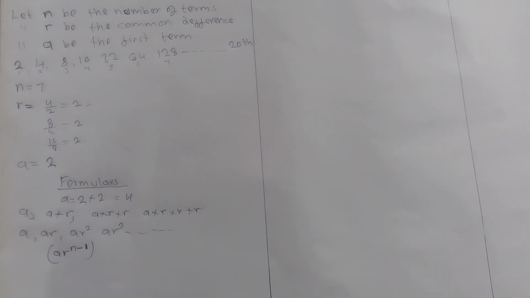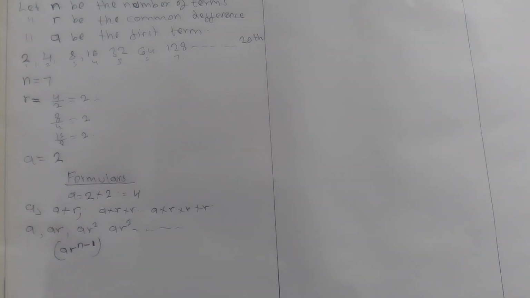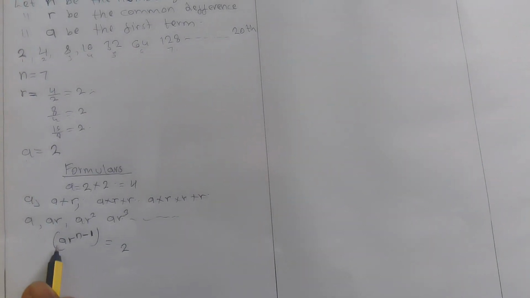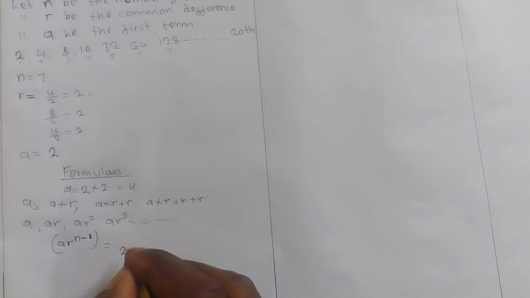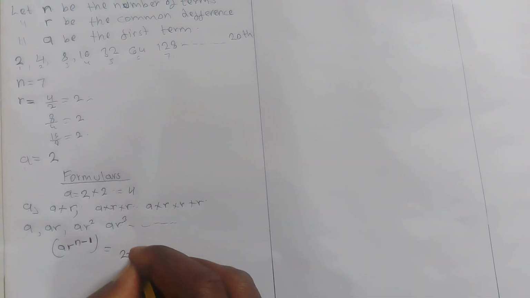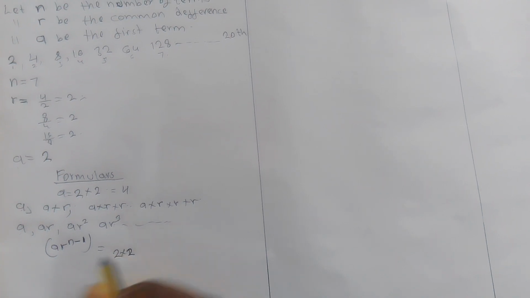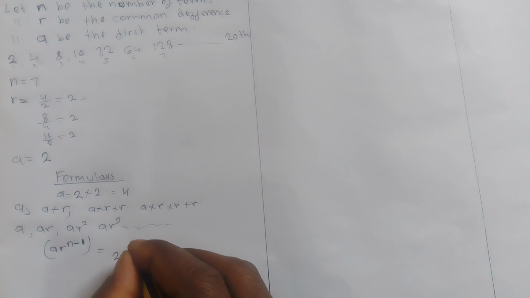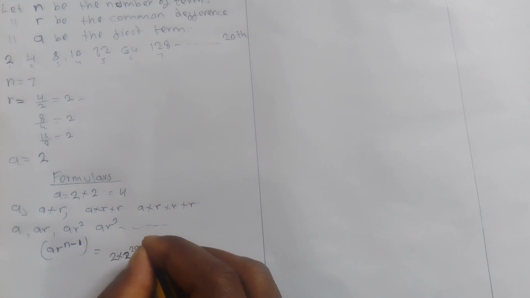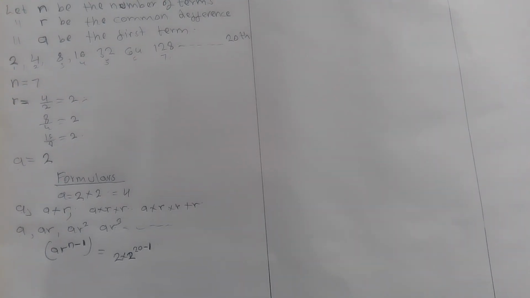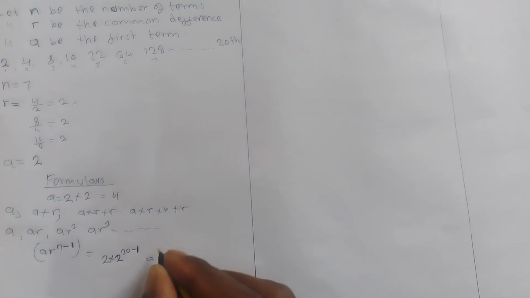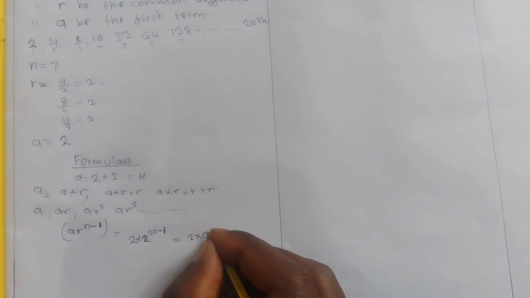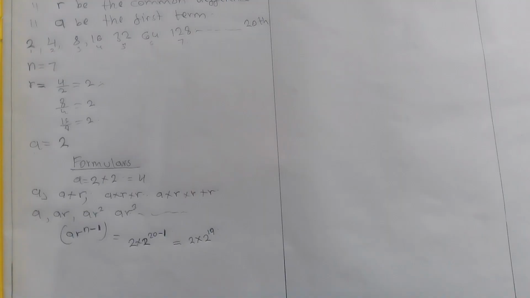By applying the formula, you will say our A is 2. Apply the formula. A is 2. You multiply by R, which is 2. Our R here is 2, raised to power n. Our n is 20 minus 1. So that one will give you 2 times 2 raised to power 19.